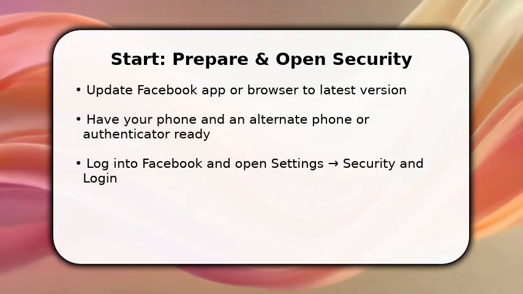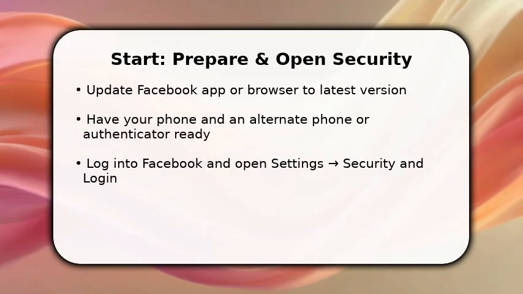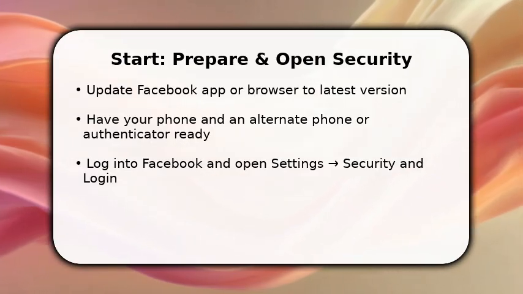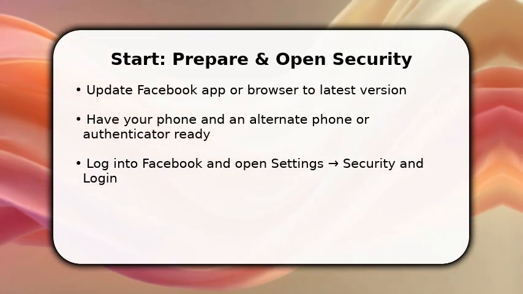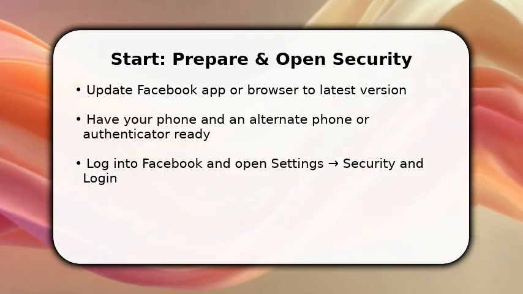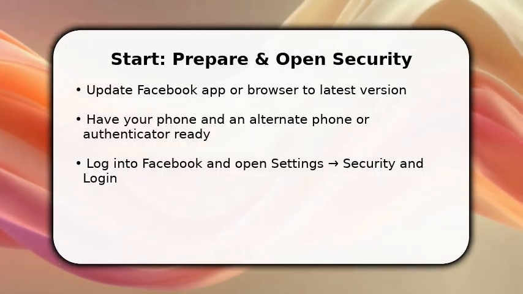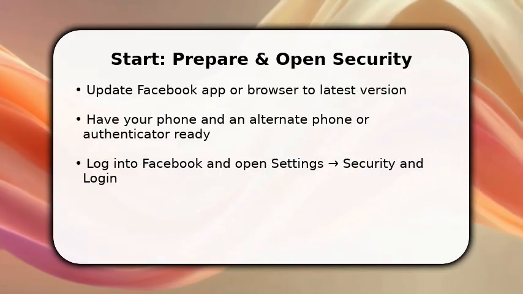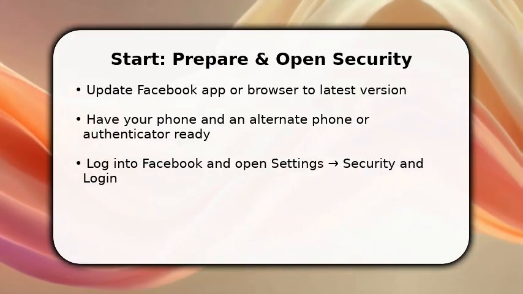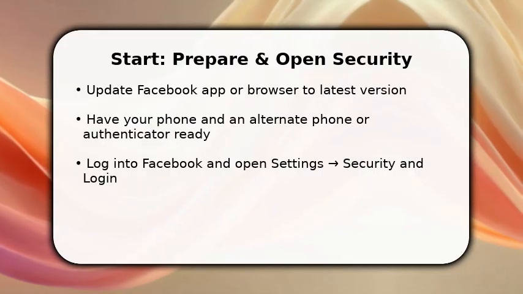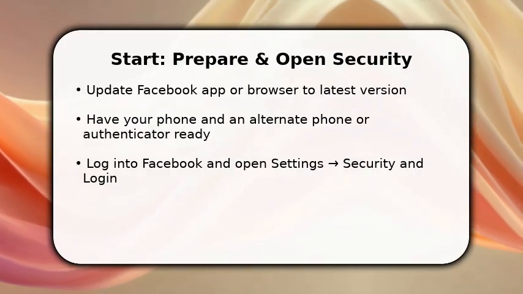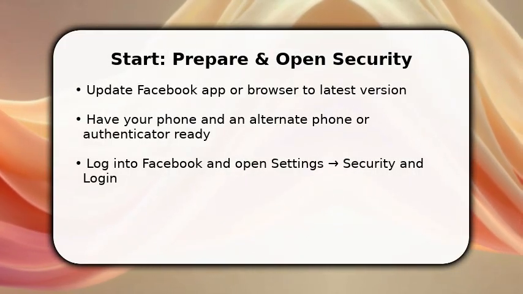You begin by making sure your Facebook app or browser is updated. This prevents hiccups. Once done, sign in and go directly to Settings, then Security and Login. You need your primary phone at hand and a backup device or Authenticator app installed. Now tap Two-Factor Authentication and choose your preferred method. You're taking control of access rather than relying on passwords alone.